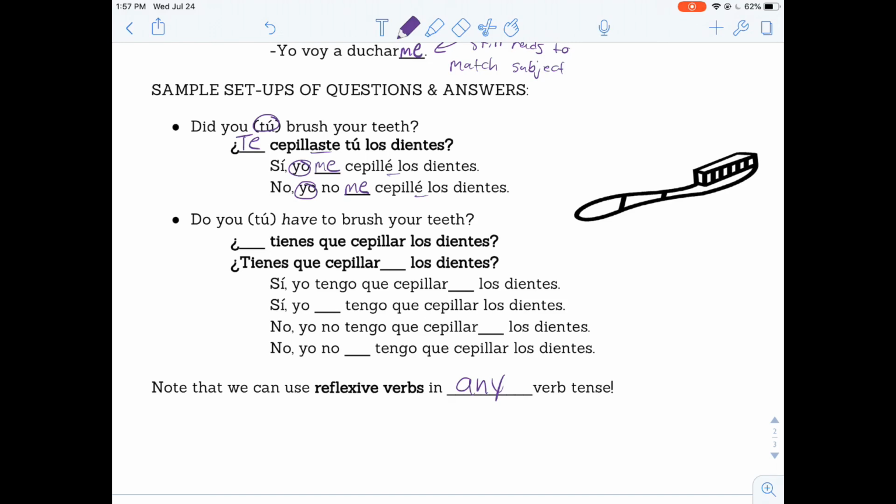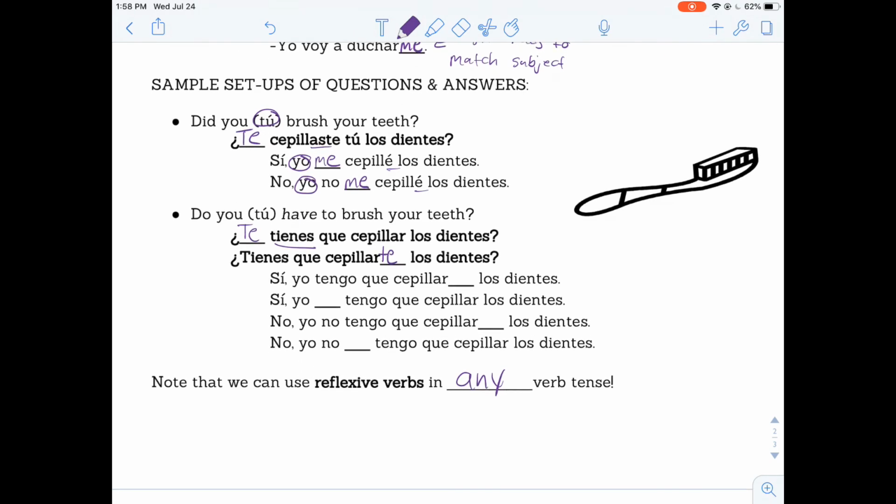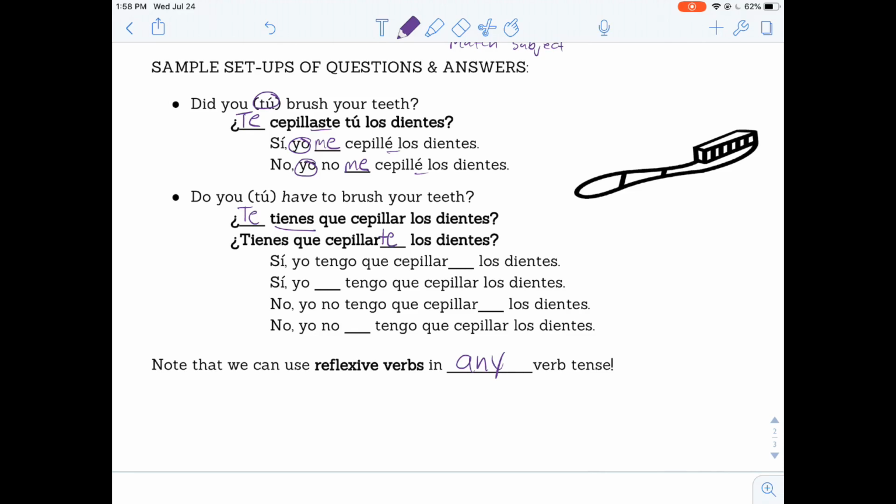Do you have to brush your teeth? Oh, so now I'm adding another verb. So now I have two options because I have two verbs. I have tener and to brush. So I can do it the way that we learned, which is before my conjugated verb, which in this case is tener. So I can have, te tienes que cepillar los dientes. Or I can have, tienes que cepillarte los dientes. It's attached. Now I don't need to add an accent mark to this one like I did to duchando, because it's still just the infinitive, cepillar. So I have my responses.